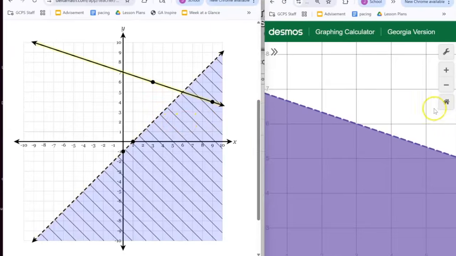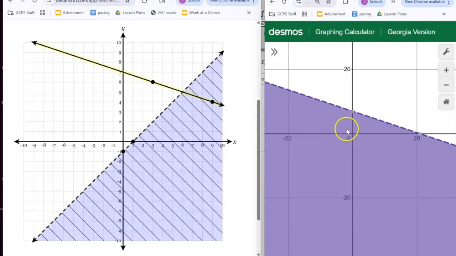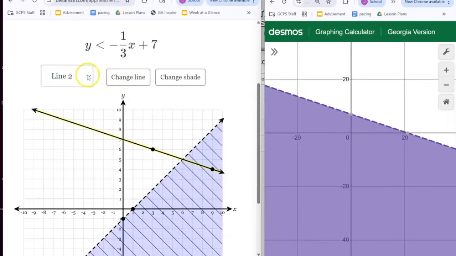All right, so now that I have that line, I'm going to press home so you can really see it. Yes, it looks like it's going down. And does it go through 7? It does. So that's correct. I just need to make the line what kind of line? A dotted line. So we're going to come up here and change it to a dotted line.